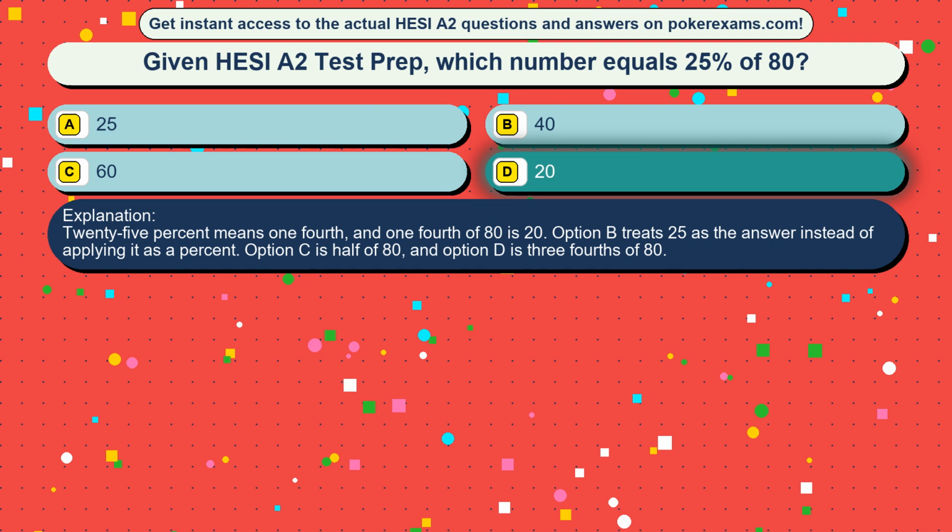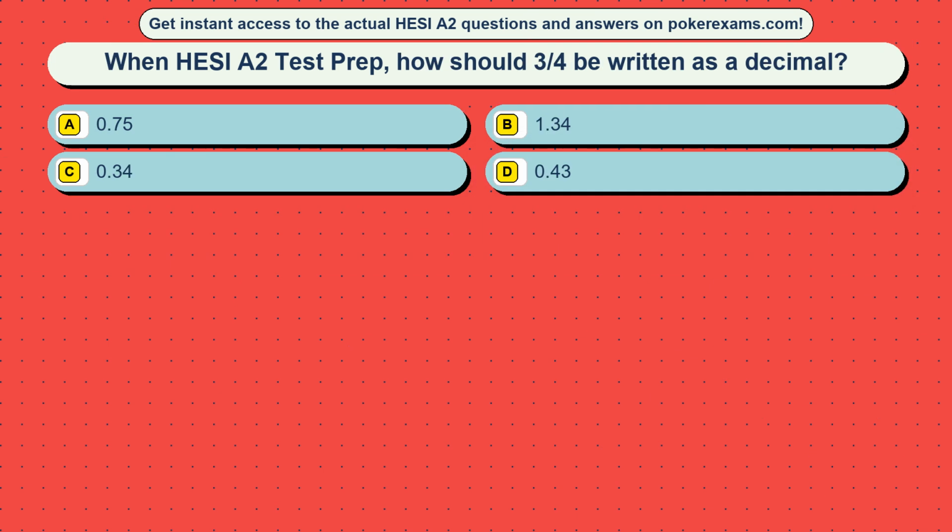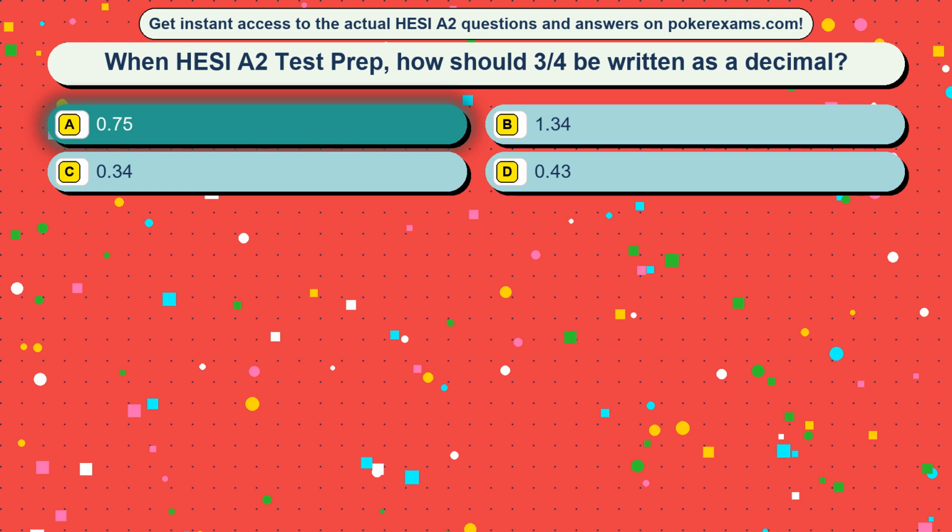Question 39. HESI A2 Test Prep: How should 3/4 be written as a decimal? Option A, 0.75. Option B, 1.34. Option C, 0.34. Option D, 0.43. The correct answer is option A, 0.75.